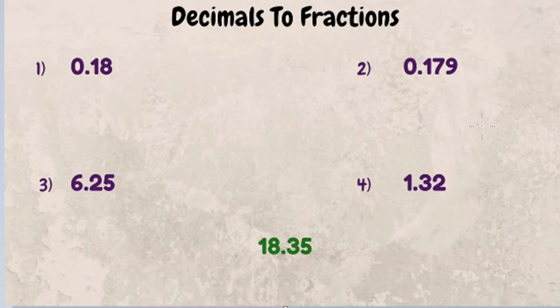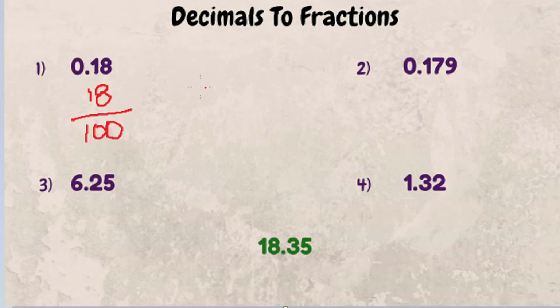Let's turn 18 hundredths into a fraction. So first thing we have to do, again, is look at our place value. We know the first digit after the decimal is the tenths position, and the 8 is in the hundredths position. Hundredth means 1 of 100. So we're going to put 18 over a denominator of 100.